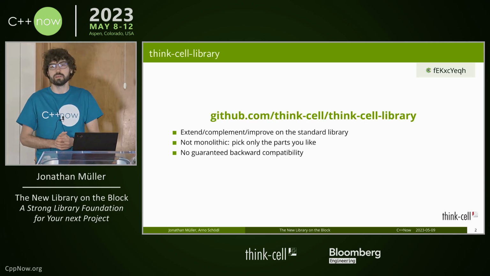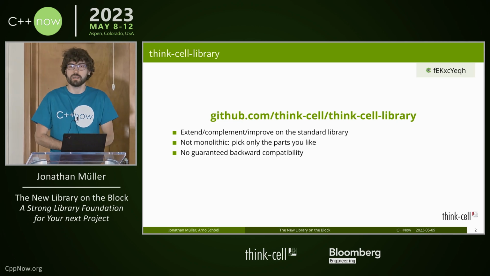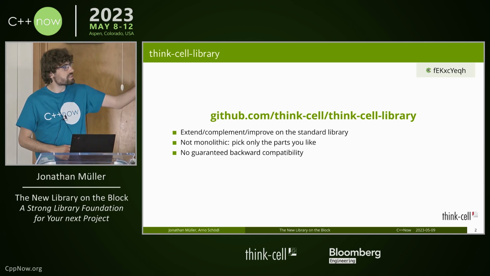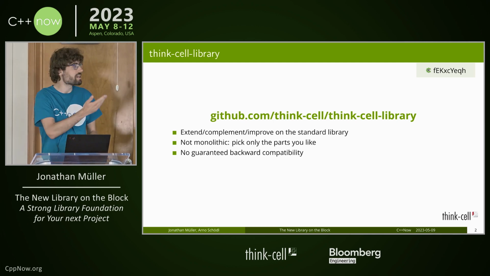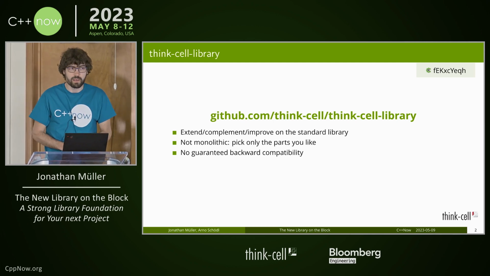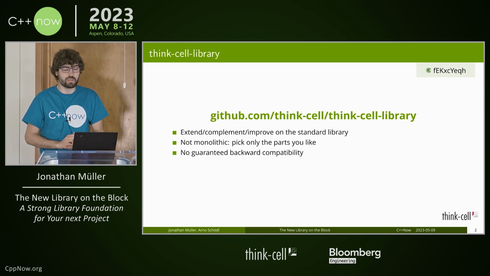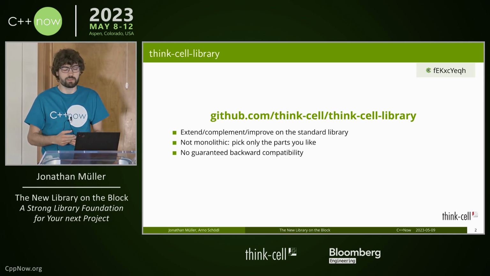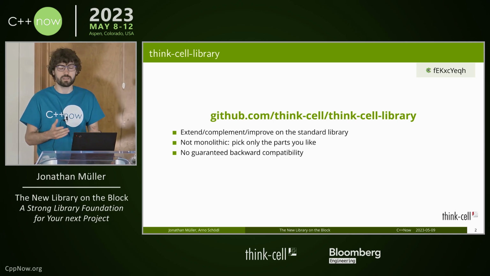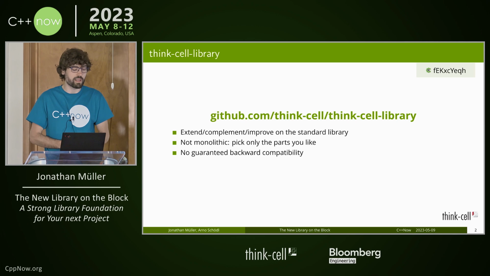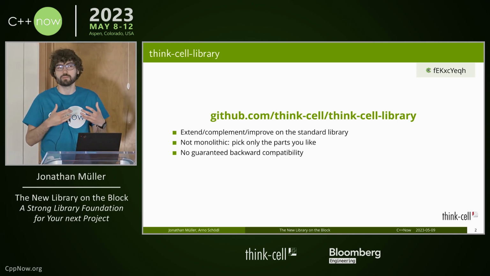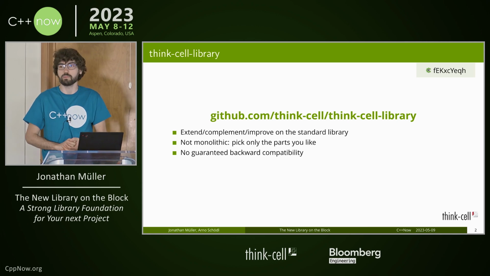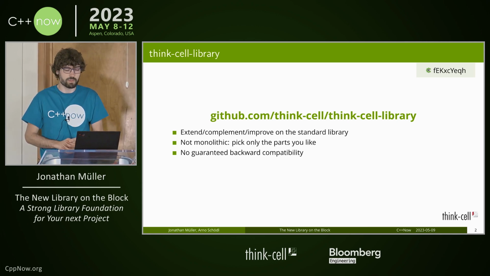So the library is on GitHub. You can find that at that URL, and it's also on Compiler Explorer. Whenever you see this little Godbolt icon on the top, you can pause the YouTube video, click there, and play with the example. The library is similar to Boost. It is an extension or complement or improvement of the standard library. It's modular. You can pick individual components and use them together with everything else. And crucially, we do not want to guarantee backwards compatibility, but we want to preserve the chance to evolve the library and make it as good as we can possibly get.